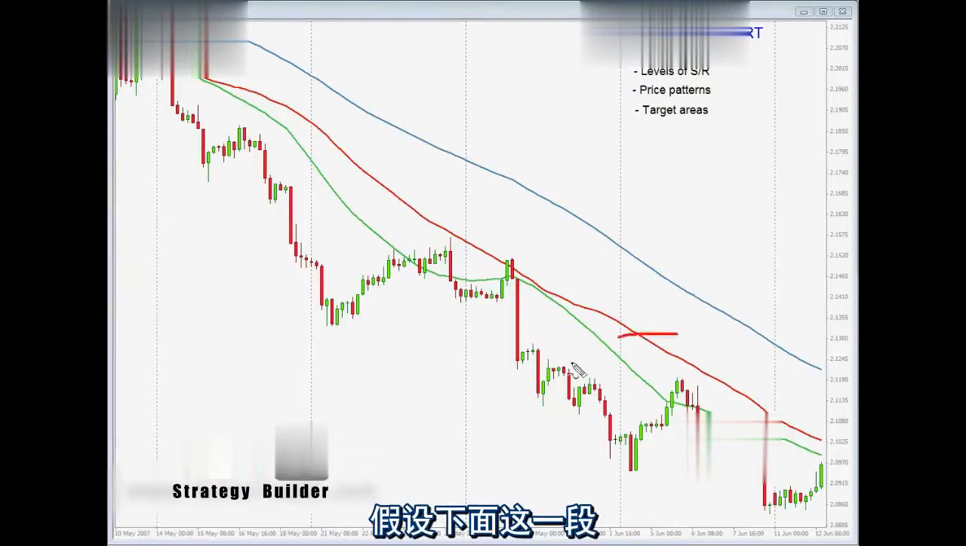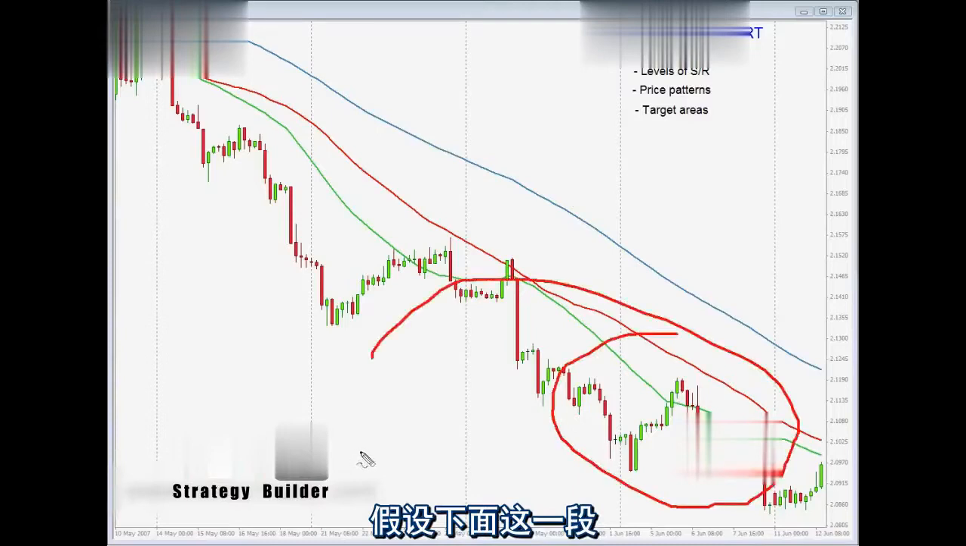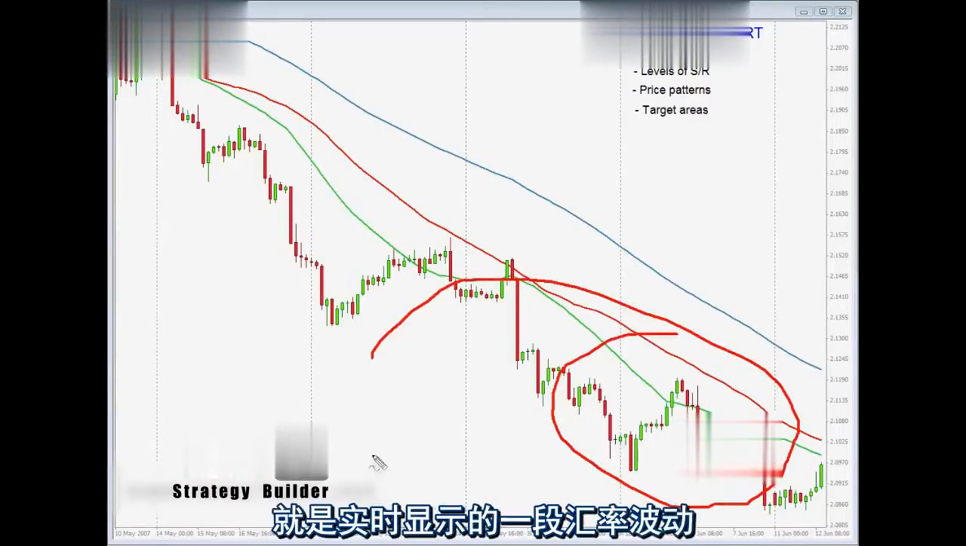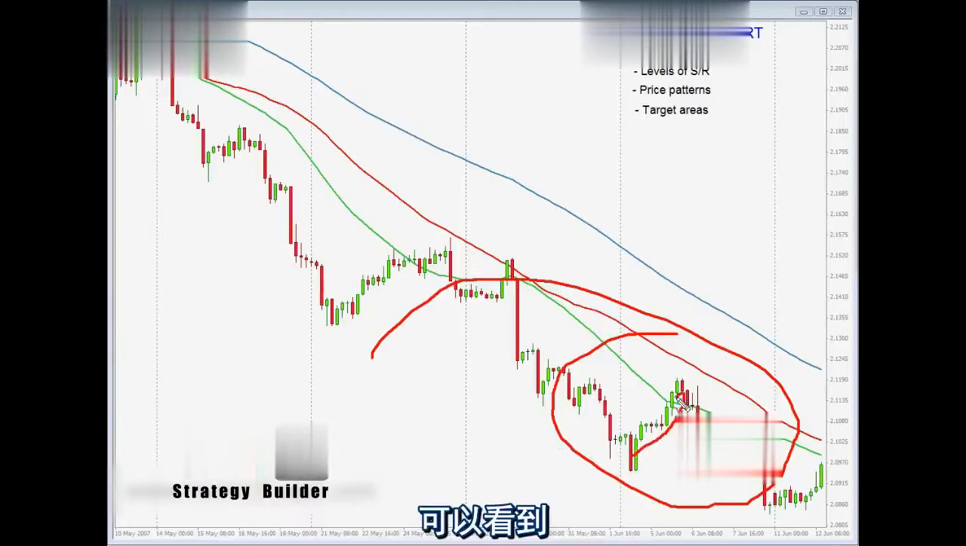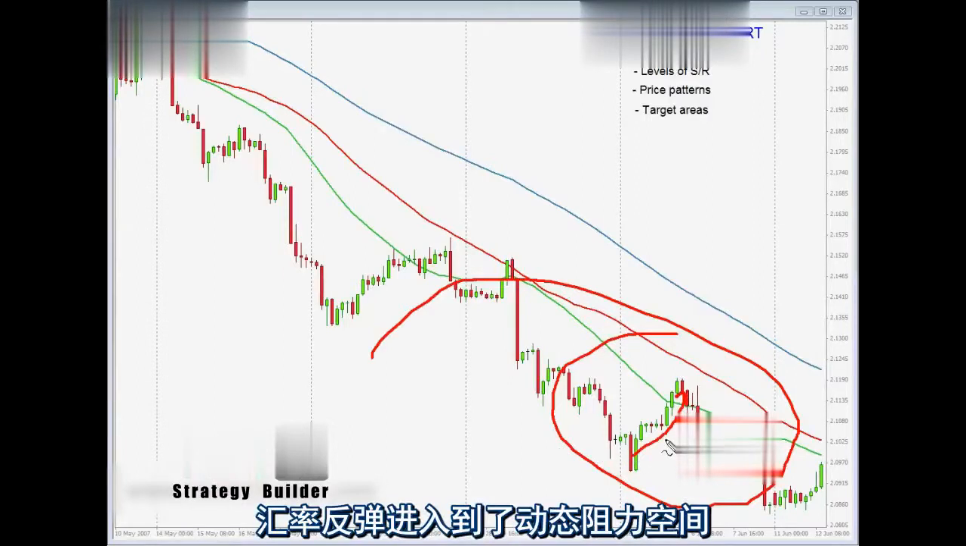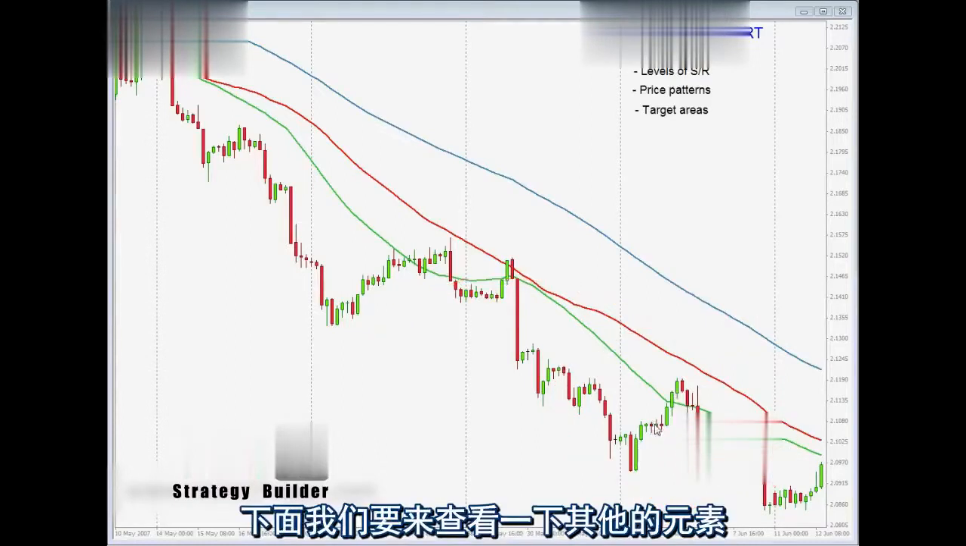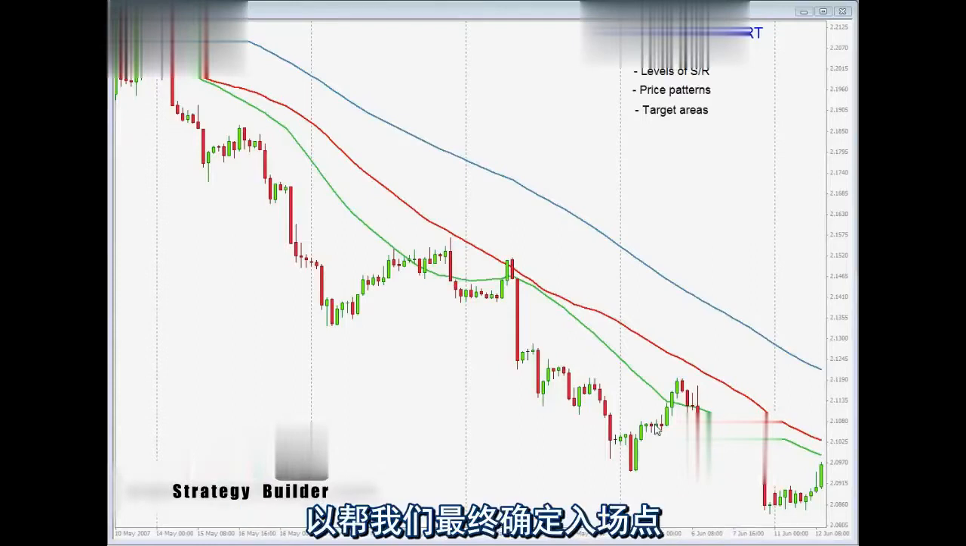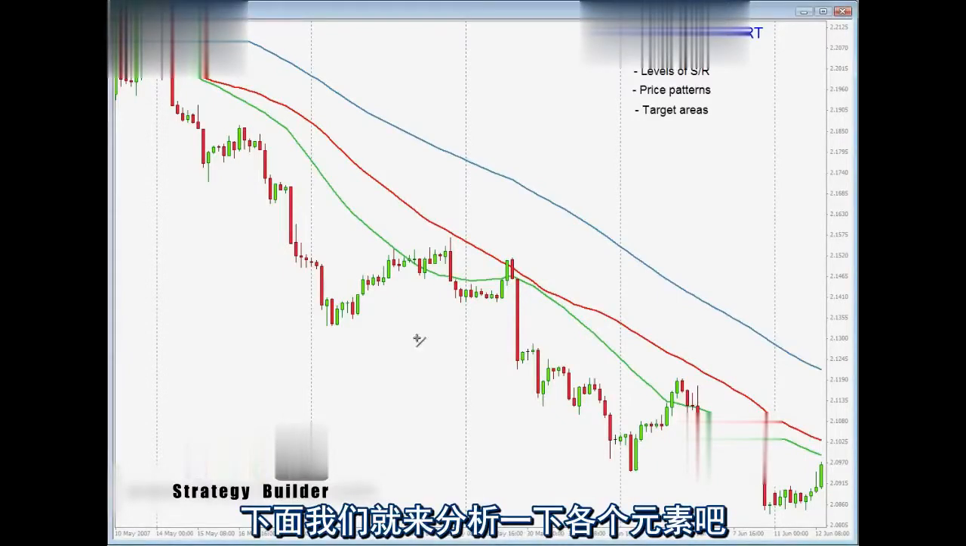For that reason, let's assume live price chart was down here, this particular swing, and just as we see price retracing back to the dynamic area of resistance, we're going to be looking for different elements coming together in order to base our entry, okay? So we begin drawing our different elements of technical analysis, okay?